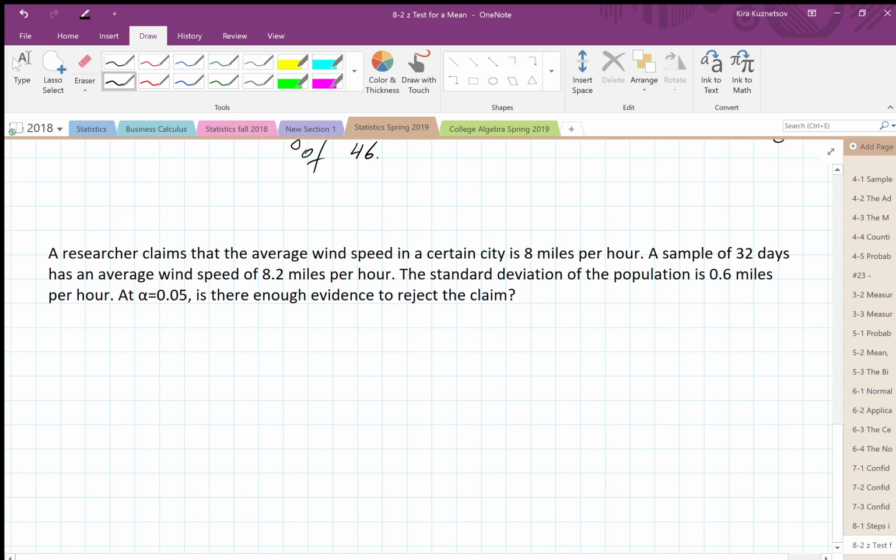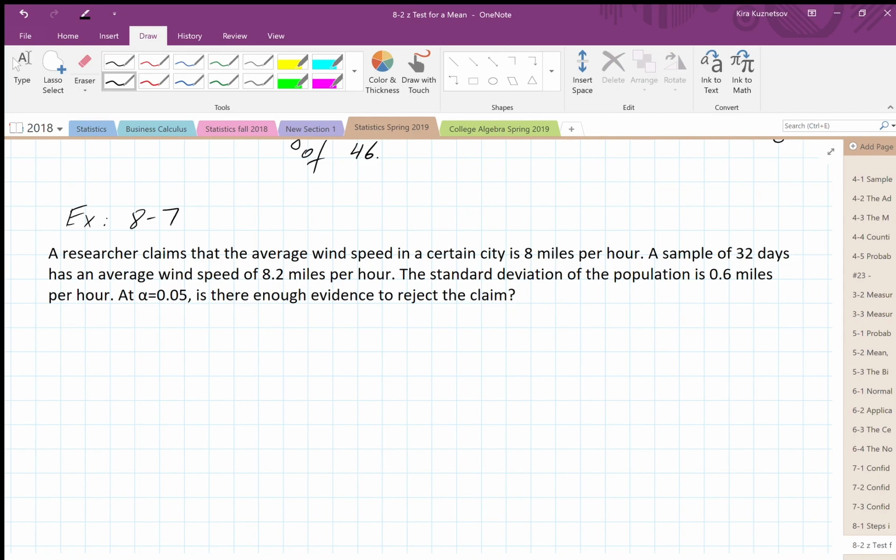This is a continuation of 8-2, and we're looking at example 8-7. A researcher claims that the average wind speed in a certain city is 8 miles per hour. A sample of 32 days has an average wind speed of 8.2 miles per hour. The standard deviation of a population is 0.6 miles per hour. At alpha of 0.05, is there enough evidence to reject the claim?